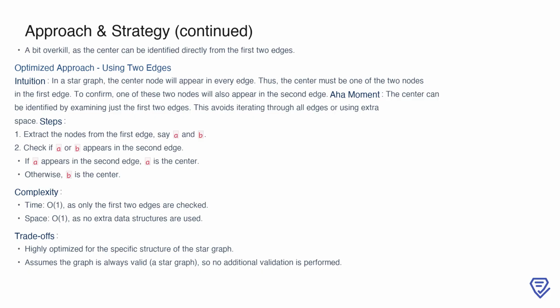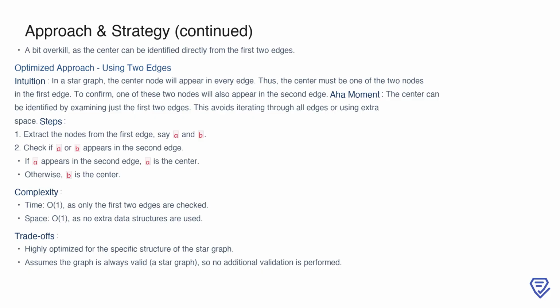This means that if we look at the first edge, the center must be one of the 2 nodes in it. To confirm which one, we simply check if either of these nodes also appears in the second edge. If the first node from the initial edge is present in the second edge, that node is the center. Otherwise, the second node from the first edge is the center.